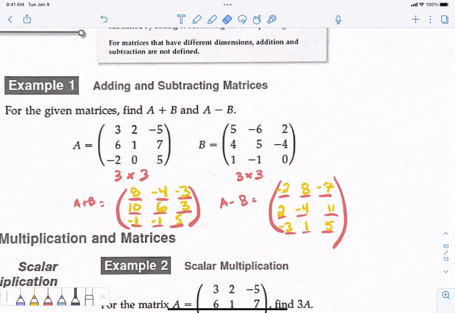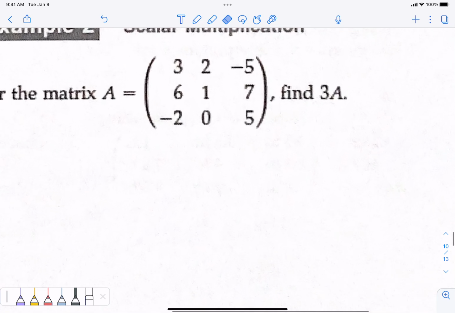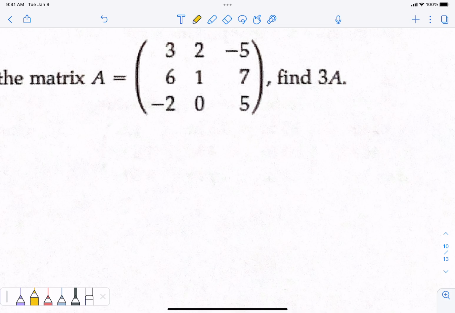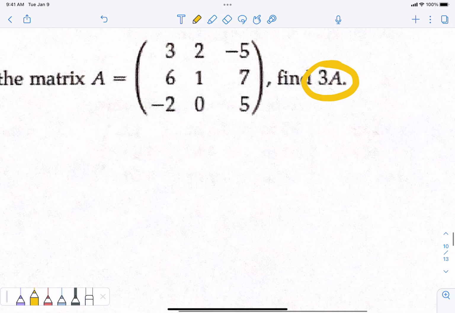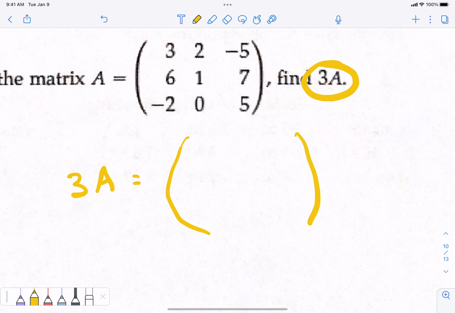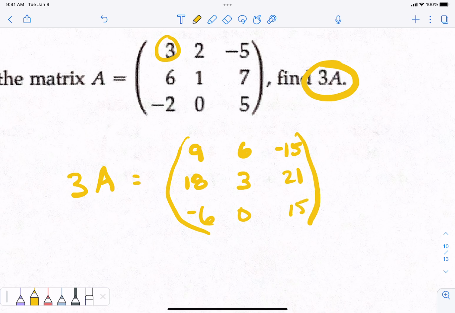Okay? All right, then we're going to talk about multiplying, but we're not multiplying 2 matrices together yet. They're saying this is what A is, find 3A. A is a 3 by 3. 3A is also going to be a 3 by 3, but how do you find 3A? Just take all the numbers times 3. So 3 times 3 is 9. 2 times 3 is 6. Negative 5 times 3 is negative 15. Then we go 18, 3, 21, negative 6, 0, 15. Did I do that right? Yep. That's easy. We like this.